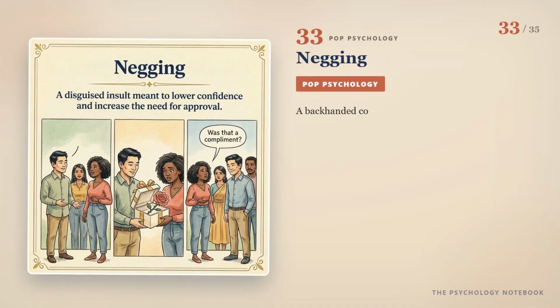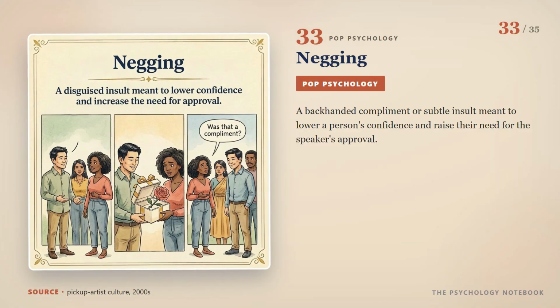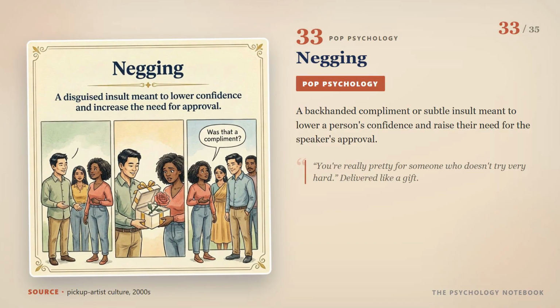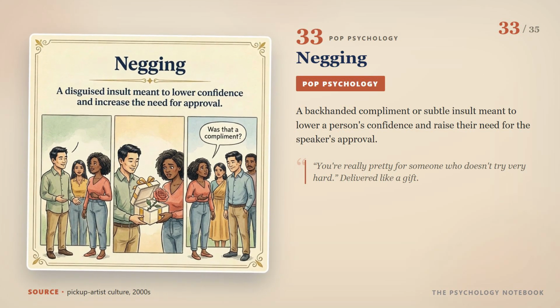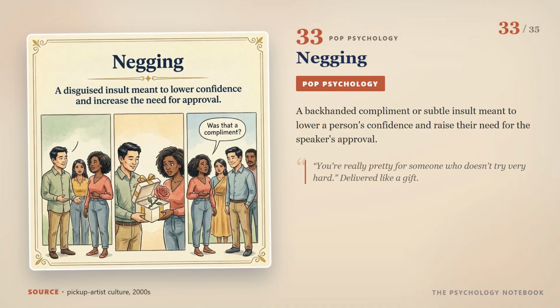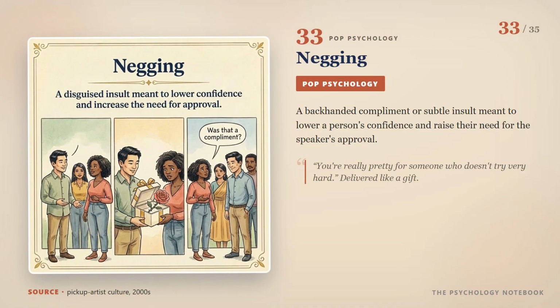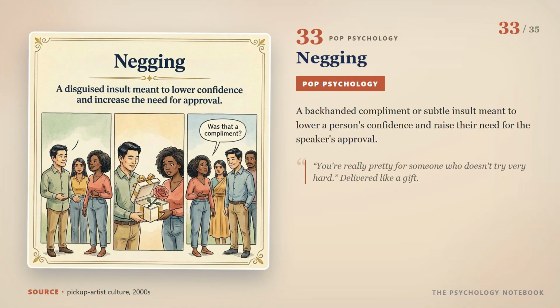33. Negging. Next is negging. Negging is a backhanded compliment intended to lower someone's confidence and make them want more approval. For example, someone says, "You're actually really attractive for a person who does not try very hard." At first, it may sound like a compliment. There is an insult sitting right in the middle of it. That is the point.